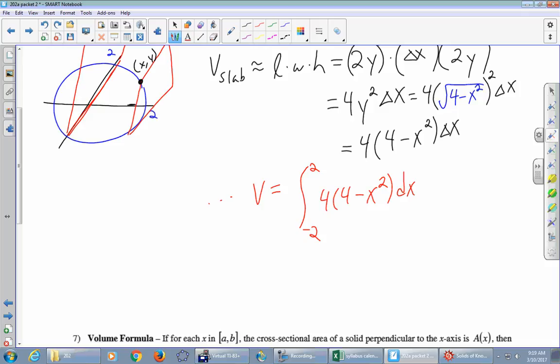Is it okay to simplify that? Yeah, you could distribute the 4. You could also pull the 4 outside of the integral. That's probably what I would do.